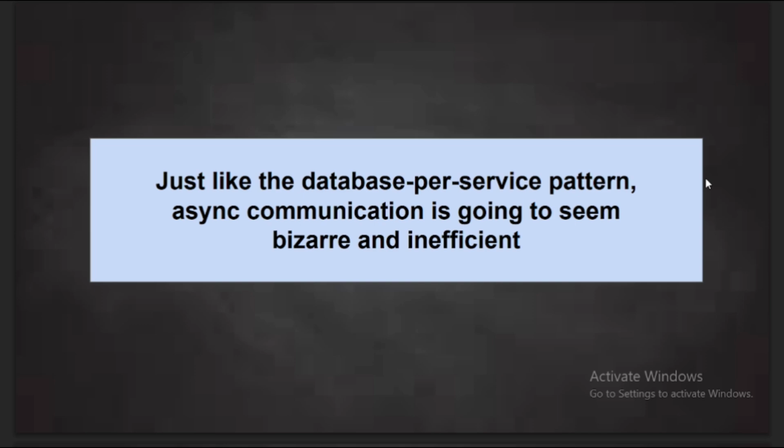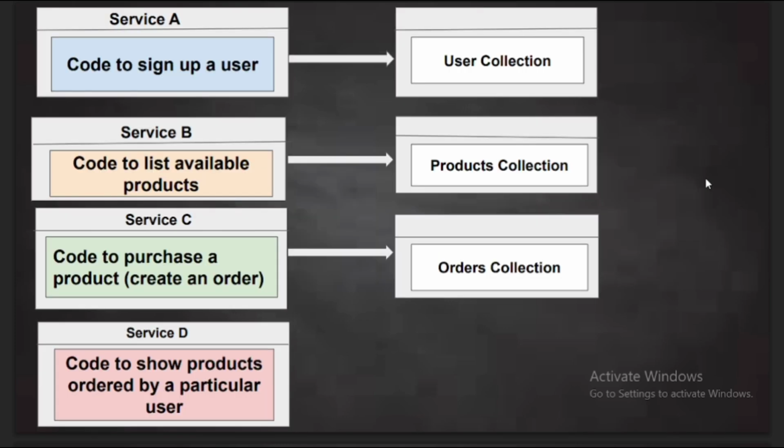So in our last video, we covered the first way of using asynchronous communication. Now, in this video, we will learn the second way that we are going to look at, and it is going to be a little bit similar to the database-per-service pattern. This is going to seem really bizarre and pretty inefficient. Let me explain with an example.